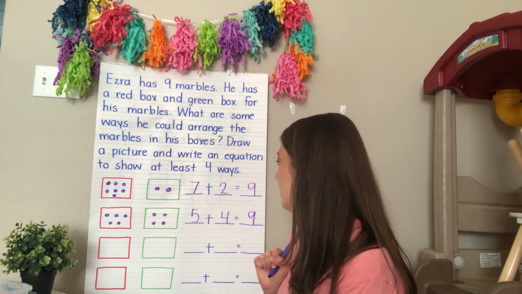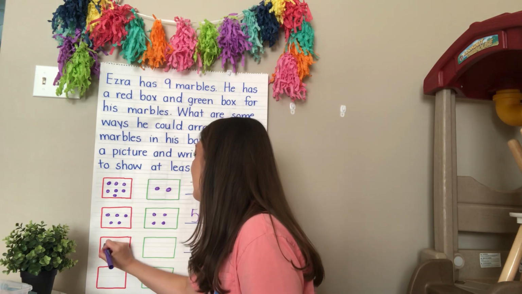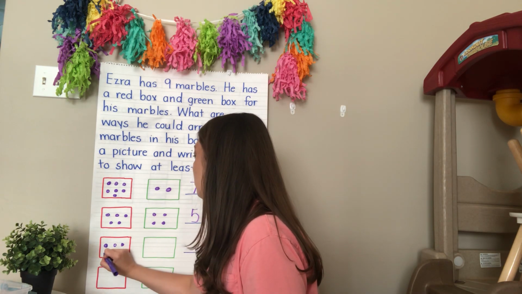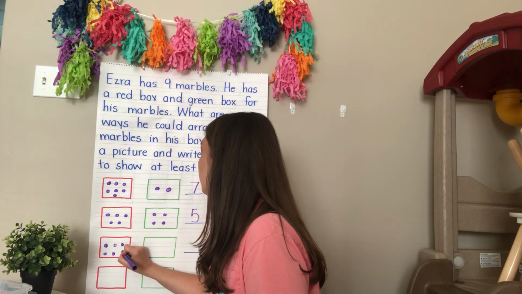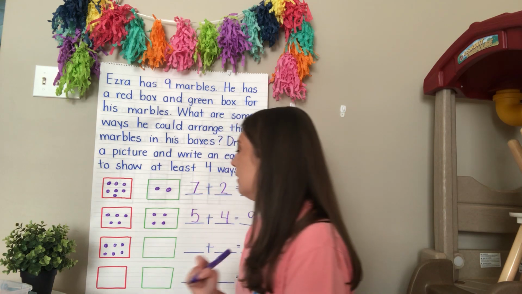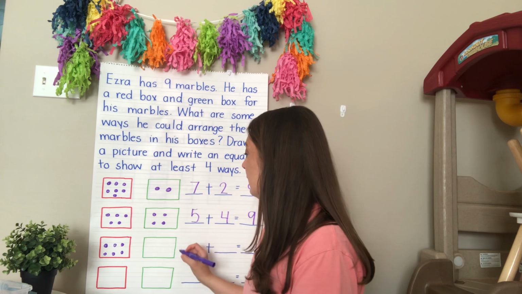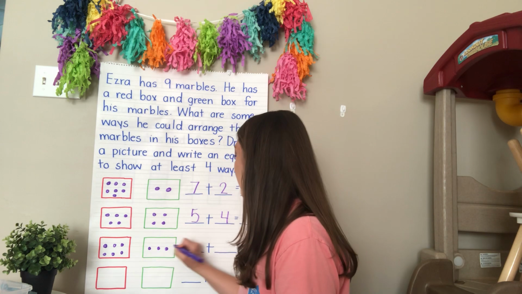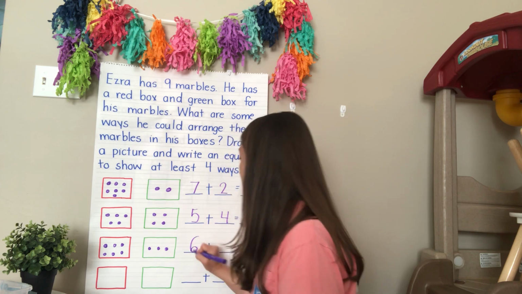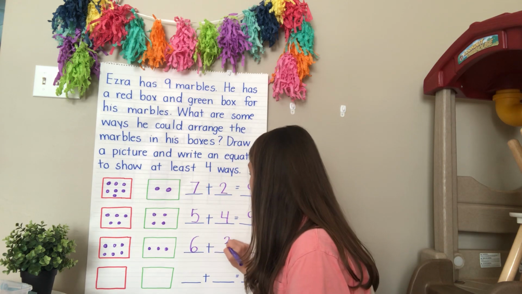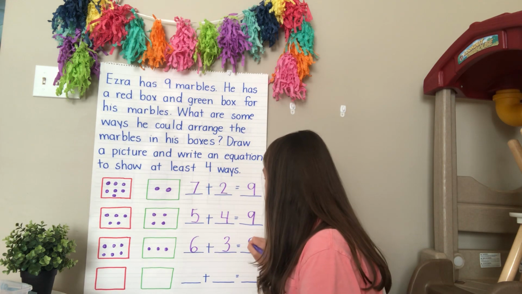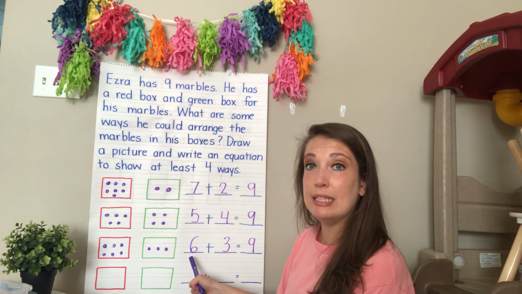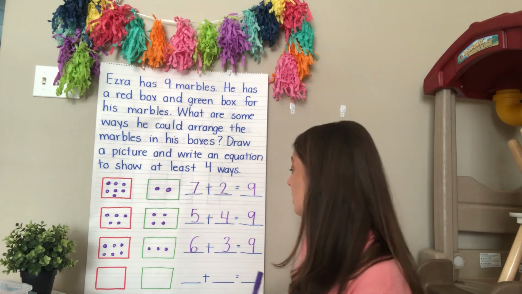Okay, the next way is if he had 6 in one box. Okay, and then we're going to count on to 9. So there's 6, 7, 8, 9. So 6 in one box, 3 in the other box, 9 all together. So the equation would be 6 plus 3 equals 9.